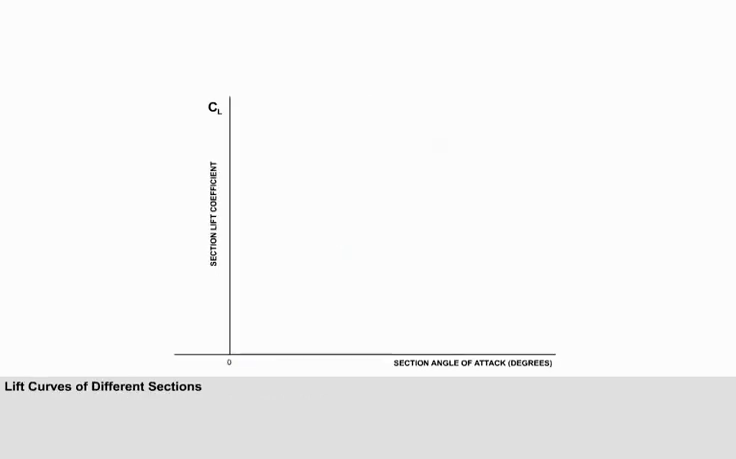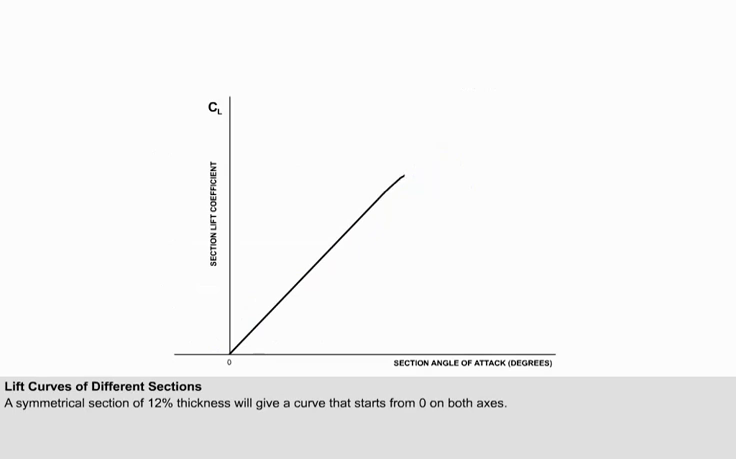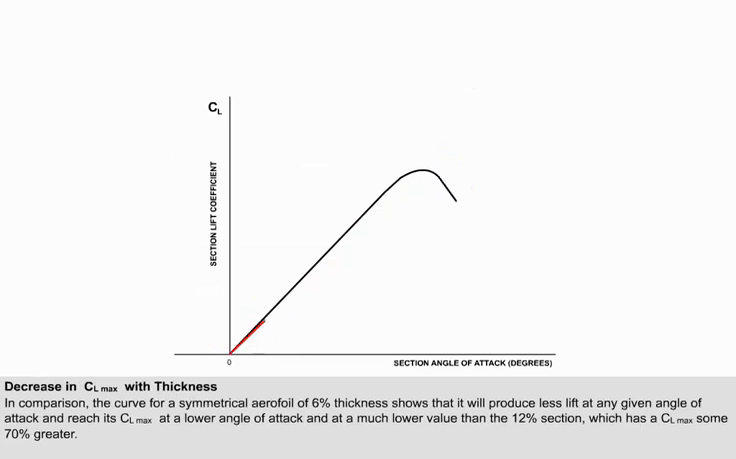Aerofoils of differing sections and thicknesses will produce different lift curves. A symmetrical section of 12% thickness will give a curve that starts from 0 on both axes. In comparison, the curve for a symmetrical aerofoil of 6% thickness shows that it will produce less lift at any given angle of attack and reach its CL max at a lower angle of attack and at a much lower value than the 12% section, which has a CL max some 70% greater.